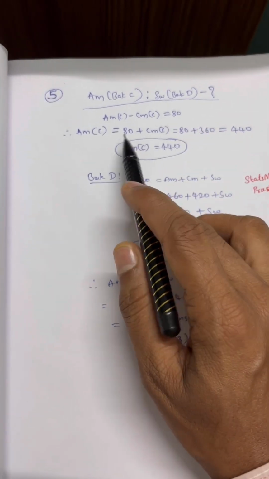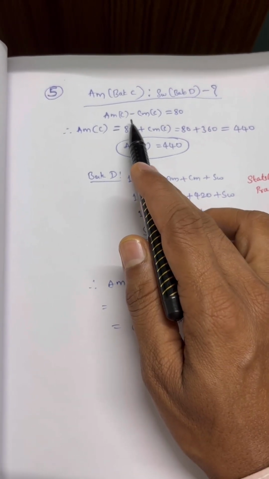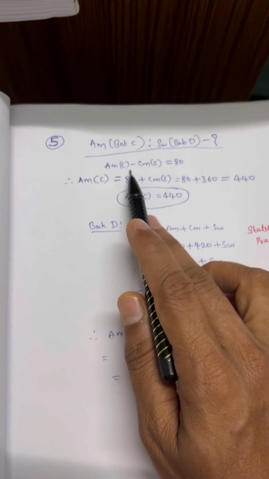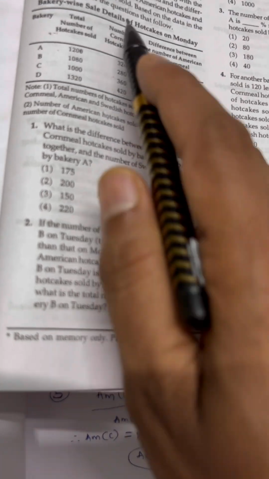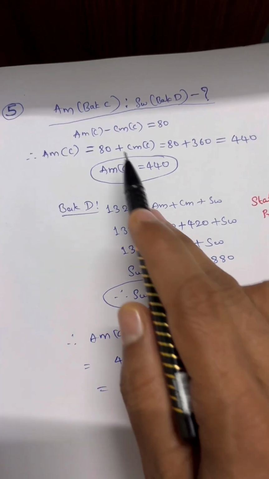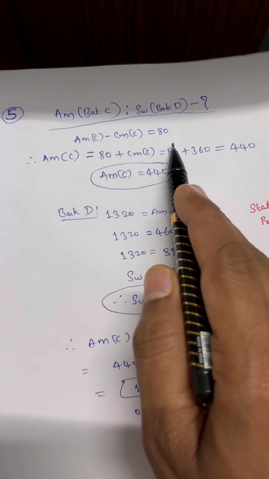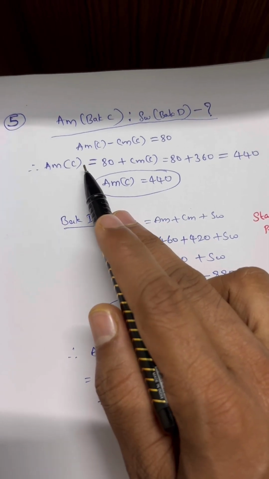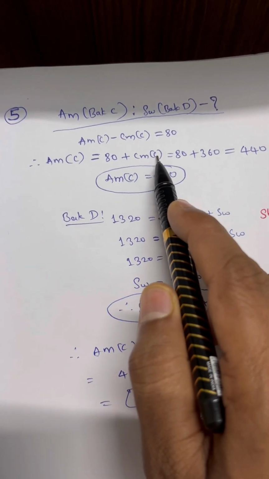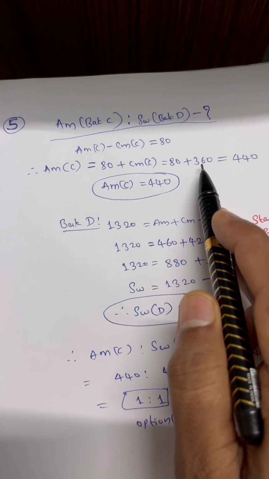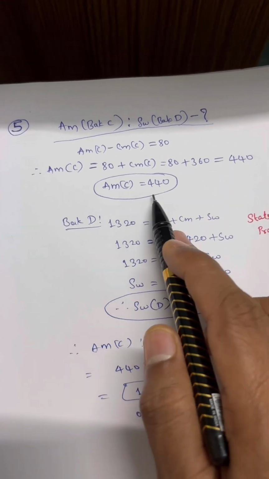So for American of C, this difference is there, no? For bakery C we are dealing here in the bakery C. The difference, that means American minus cornmeal, is 80. And the number of cornmeal is given directly as 360. So we have American minus cornmeal for bakery C is 80. That means American is equal to 80 plus cornmeal of C, which is 360, which is nothing but 440. American of C is 440.